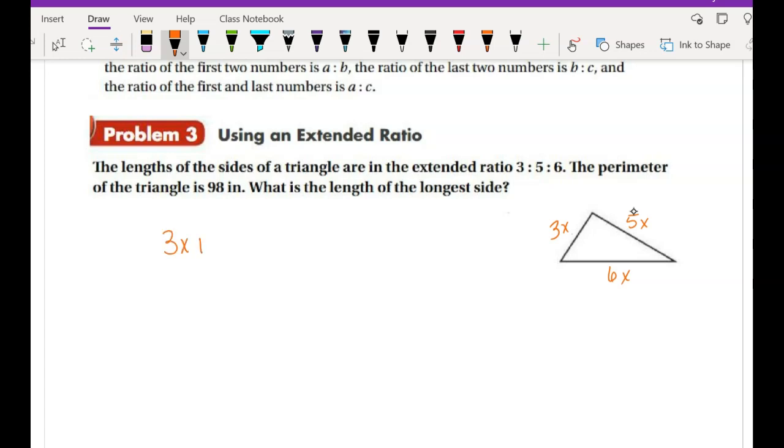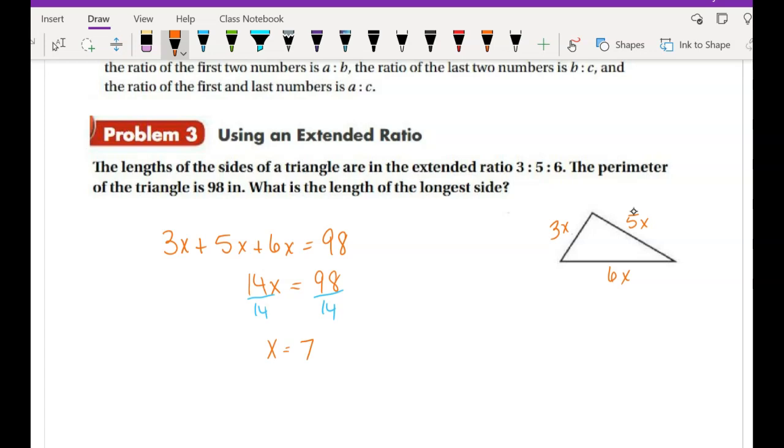So 3x plus 5x plus 6x equals 98. And when I combine my like terms, 3 plus 5 is 8, plus 6 is 14. So now I have 14x is equal to 98. I'm going to divide by 14. So x is equal to 7.